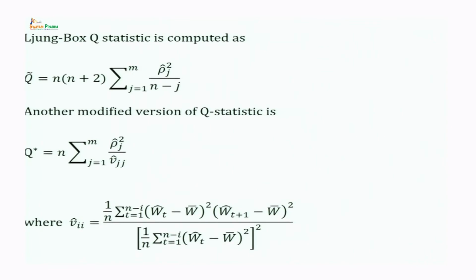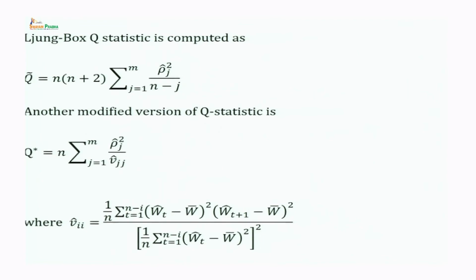Then this Ljung-Box Q statistic is also computed in this form. Instead of taking n square, we take n into n plus 2. So, this is another version of the Ljung-Box Q statistic.